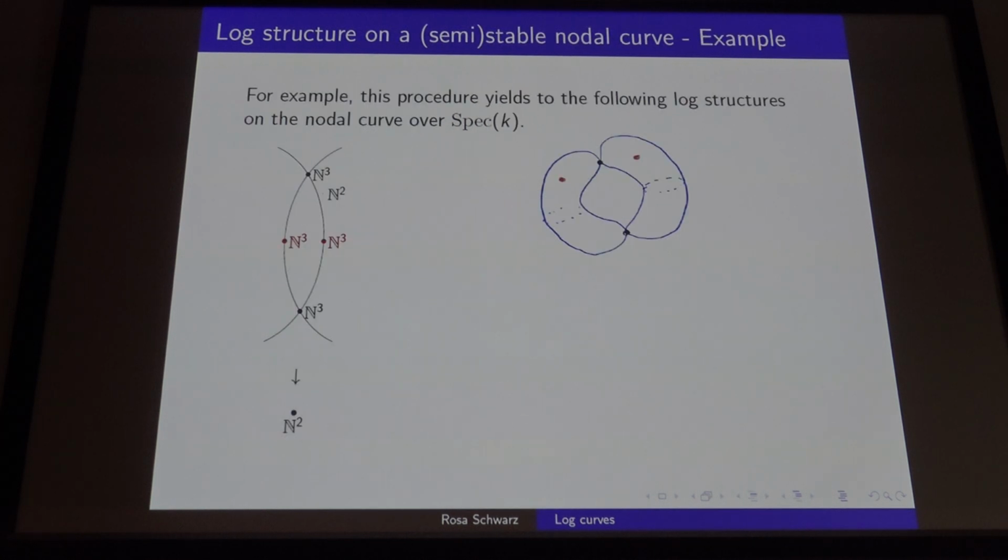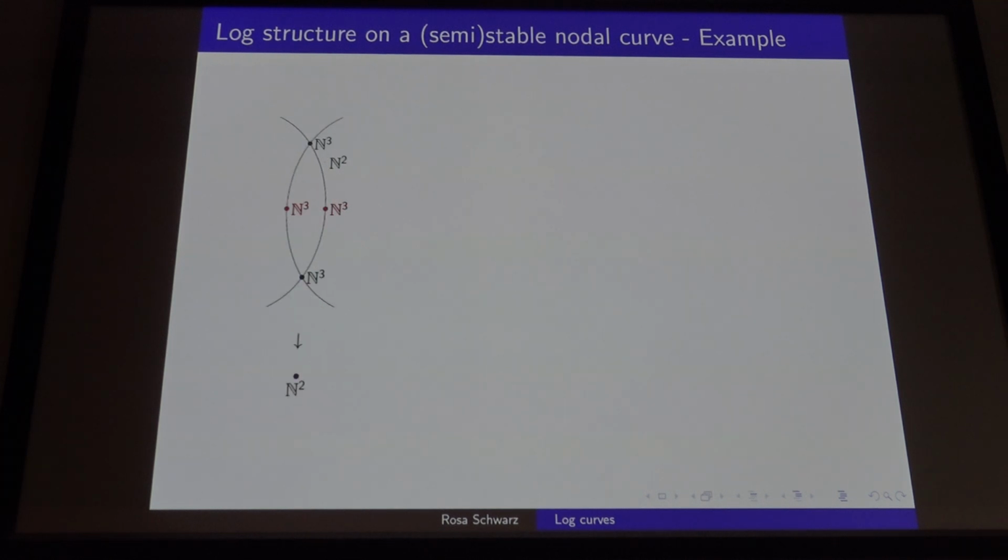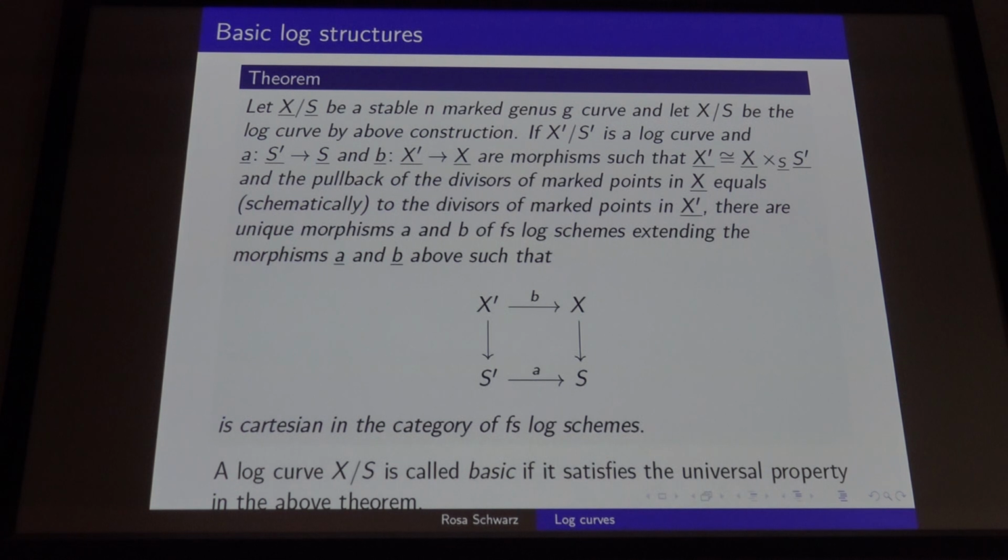This procedure just gives an outcome, and the next theorem will say that the outcome that you get from the procedure will satisfy some nice properties, that it is actually the logical thing to do, and that's this theorem, which is a bit of a big one. But it says that we started with a stable n-marked genus G curve, and we've done the above procedure, so what we just did.